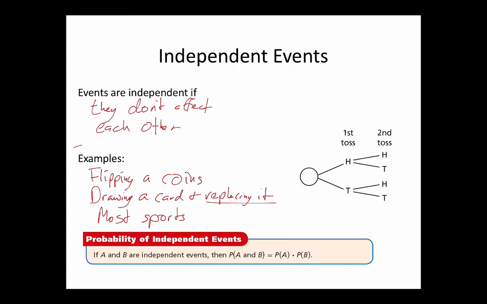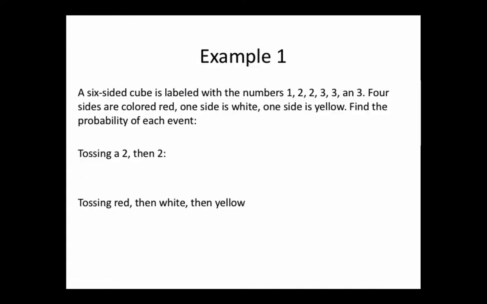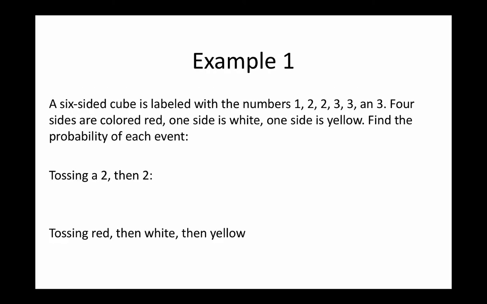So the probability of independent events: if A and B are independent of each other, then the probability of A and B happening is just the probability of A happening multiplied by the probability of B happening. For example, we've got a six-sided cube, aka a die, but this one's got some weird numbers. It's got numbers 1, 2, 2, 3, 3, 3. Four sides are colored red, one side is colored white, and one side is colored yellow.